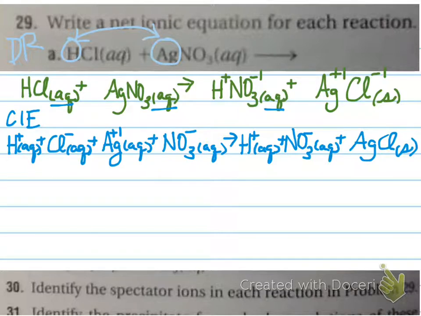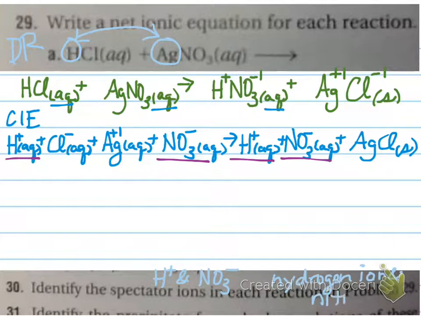Now I'm looking for my spectator ions, and notice question number 30 says identify the spectator ions. So hydrogen ion and nitrate. So to identify them, right, two choices. I can say H plus and NO3 minus, or I can say hydrogen ion and nitrate. It does not matter to me which way you choose to do it.